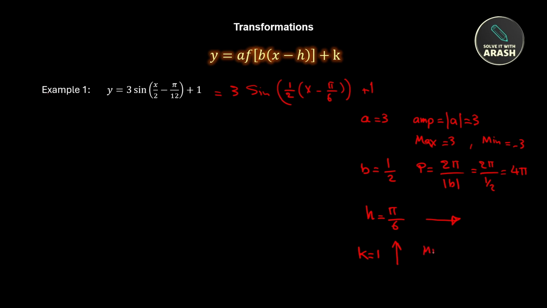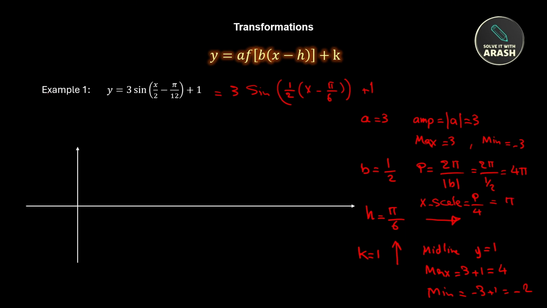Therefore, the midline is now going to be at y equals 1. Maximum value will go up 1 unit, and it's going to be 4. And minimum value will also go up 1 unit. Now it's going to be at -2. Now we have everything that we need to graph the functions. One more thing, maybe we also can take advantage of the period to find the x-scale, where x-scale is p/4. That's going to be pi.